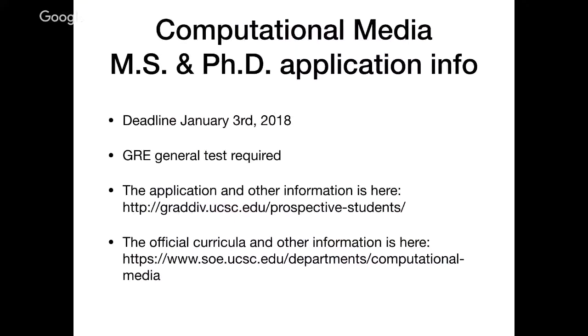And then also I wanted to mention just some nuts and bolts information. So the deadline for applications is January 3rd. It's a real deadline. The GRE general test is required. No specialized test is required. The application is online. The actual application and related information is at this URL. And then if you go to our department webpage, that's the URL on the bottom, you can find the official curricula and other information that you might find useful.